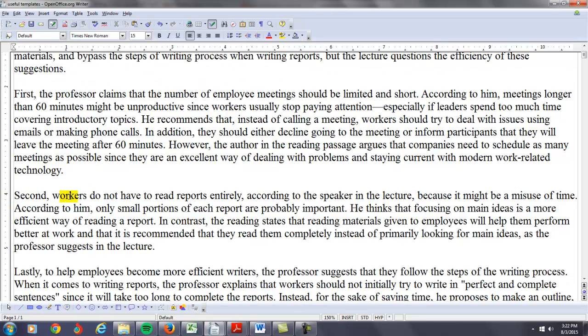Second, workers do not have to read reports entirely according to the speaker in the lecture because it might be a misuse of time. According to him, only small portions of each report are probably important. He thinks that focusing on main ideas is a more efficient way of reading a report. In contrast, the reading states that reading materials given to employees will help them perform better at work, and that it is recommended that they read them completely instead of primarily looking for main ideas as the professor suggests in the lecture.